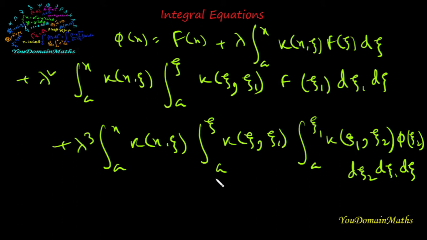So now we'll discuss the inner side. When lambda is squared, the kernels are K(x, xi) and K(xi, xi1). So there is 2, there is 1. And when lambda has power 3, the kernels are K(x, xi), K(xi, xi1), and then next please see this, the kernel K(xi1, xi2).